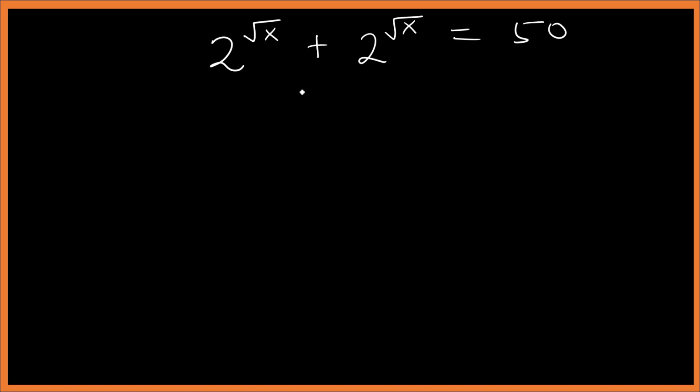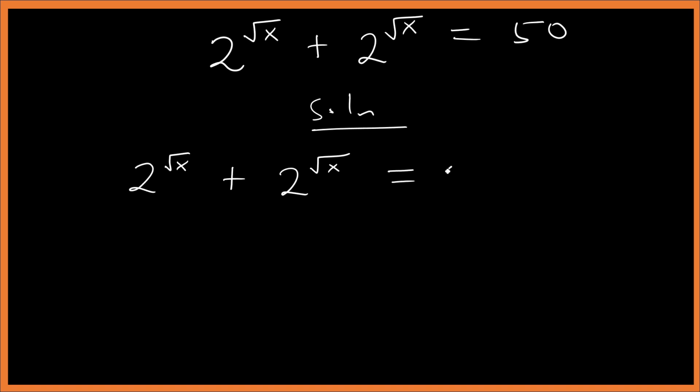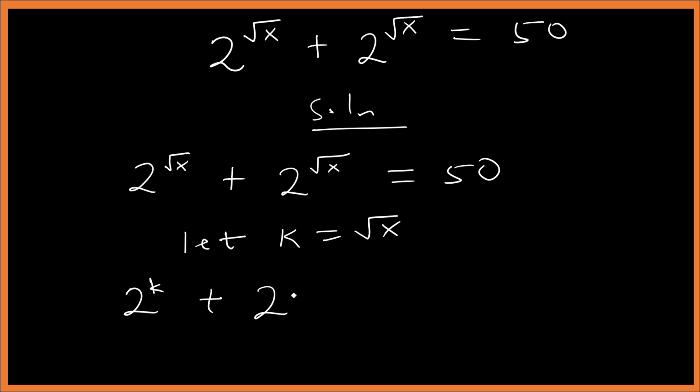Now let's solve this question together. Solution. We are given 2 raised to x plus 2 raised to x equals 50. Let's remove the root x by letting a variable be that. So let k be square root of x. So this one will be 2 raised to k plus 2 raised to k equals 50.